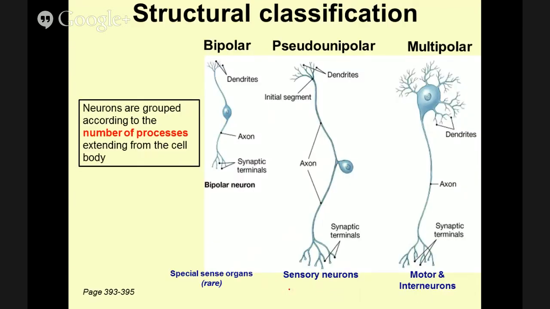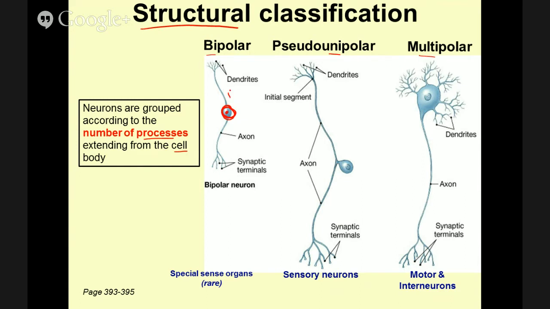So if you're in lab, you're familiar with this idea of how to classify neurons by structure. When you're classifying by structure, you're looking at what the neuron looks like, and then based on that, you're giving it a classification as either bipolar, unipolar, or multipolar. So how do you classify by structure? You're asking yourself how many processes are extending from the cell body. Remember, this round part here in the middle is called your cell body, and this is where you find your nucleus and your rough endoplasmic reticulum. So we're asking ourselves how many processes are coming off of this cell body.